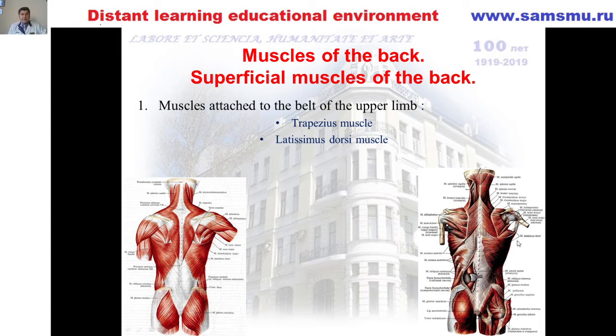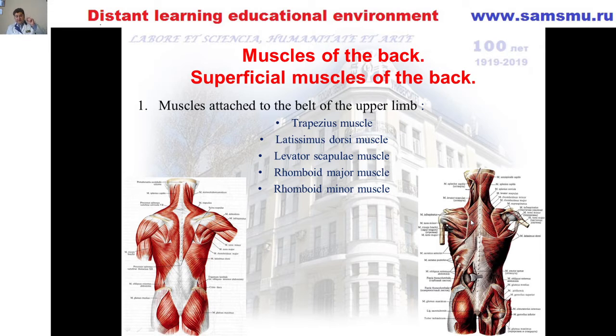And next we'll talk about rhomboid muscles. You may see these muscles on the right pictures. And also we talk about levator scapulae muscle. You may see it also on this picture. So there are rhomboid major and minor muscles, musculus rhomboideus major and minor. You may see this one is rhomboid minor, this is major.